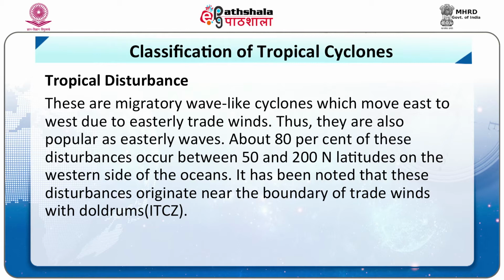These are migratory wave-like cyclones which move east to west due to easterly trade winds. Thus, they are also popular as easterly waves. About 80% of these disturbances occur between 5° and 20° north latitudes on the western side of the oceans. It has been noted that these disturbances originate near the boundary of trade winds with doldrums, that is ITCZ.